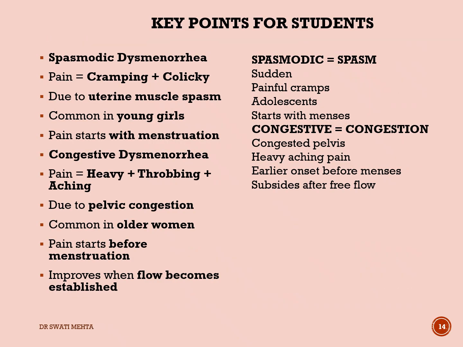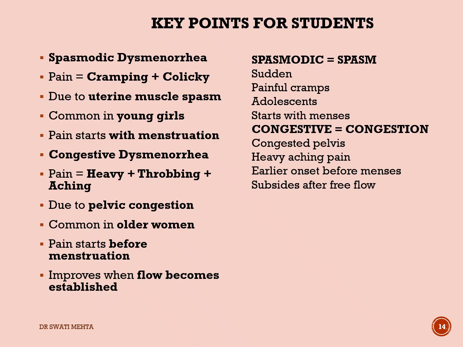These are the key points for students. Spasmodic dysmenorrhea means cramping plus colicky pain, uterine muscle spasm is the cause, most commonly in young girls, and pain starts with the menstruation. While in case of congestive dysmenorrhea, heavy plus throbbing plus aching pain, dull pain with pelvic congestion, commonly after the age of 25 and onwards. Pain starts before menstruation and it improves when the flow becomes established.